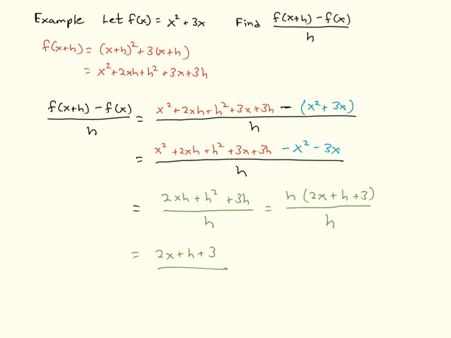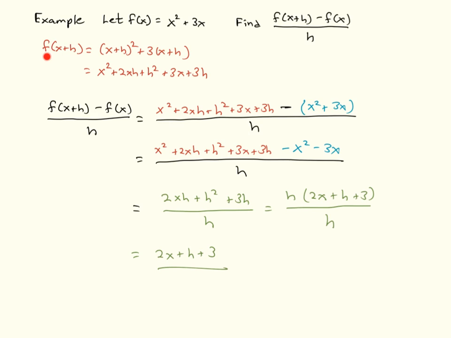In this case, our function is f of x equals x squared plus 3x, and I want to find our difference quotient, f of x plus h minus f of x over h. The first thing I have to do is find out what f of x plus h is. I already know what f of x is. It's x squared plus 3x, and that's going to end up going here. But I have to find out what f of x plus h is.